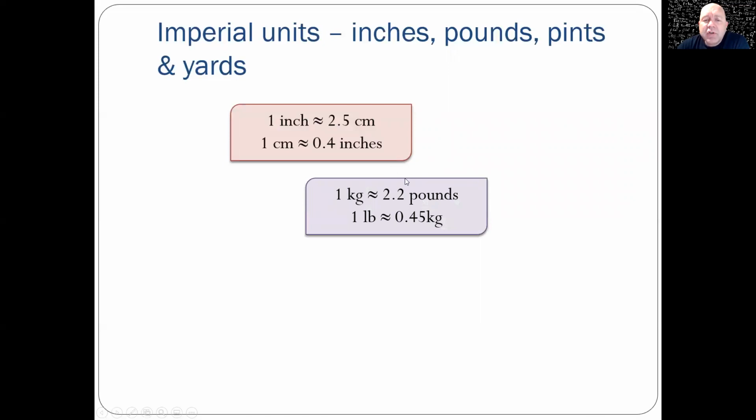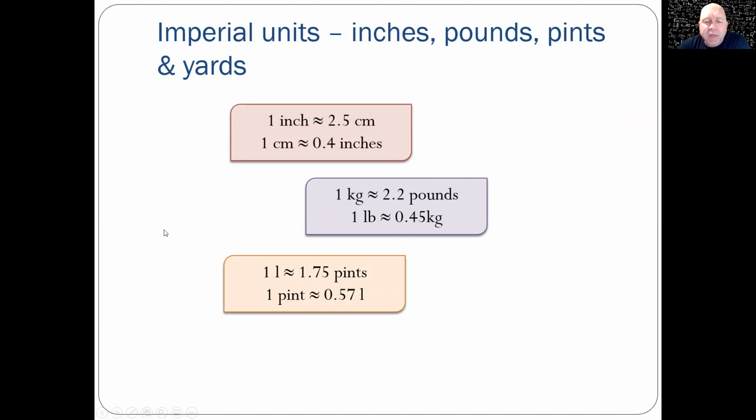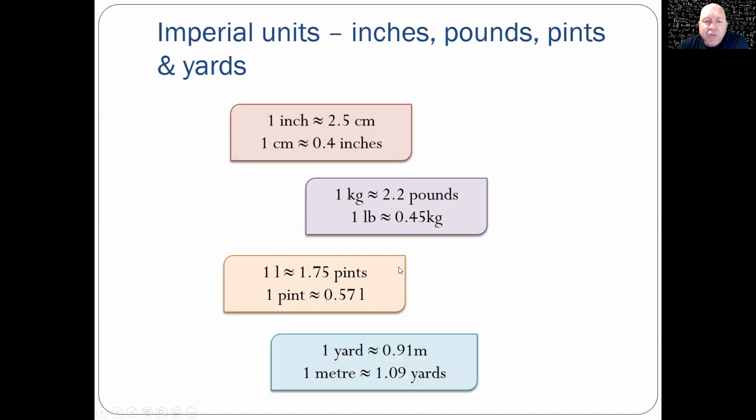Now, pounds, they're a unit of mass. Okay, so we'll say 1 kilogram is about 2.2 pounds, meaning that 1 pound is about 0.45 kilograms. Pints, now pints are a unit of capacity, so we measure liquid in pints. 1 litre is about 1.75 pints, so 1 pint is about 0.57 litres. And finally, a yard. A yard's another unit of length, and it's about 0.91 metres, or 1 metre is about 1.09 yards. Okay.